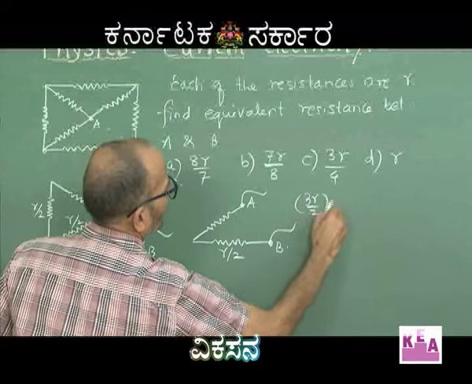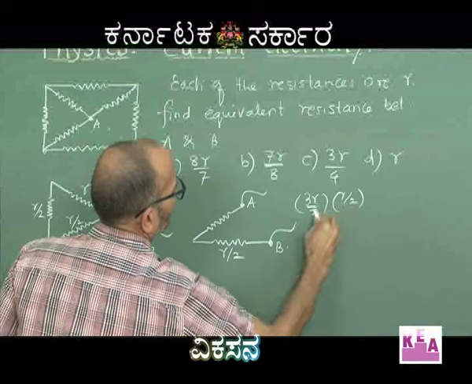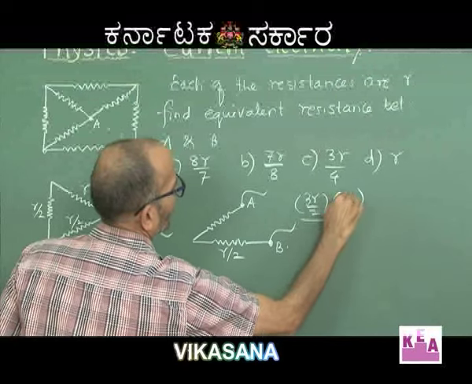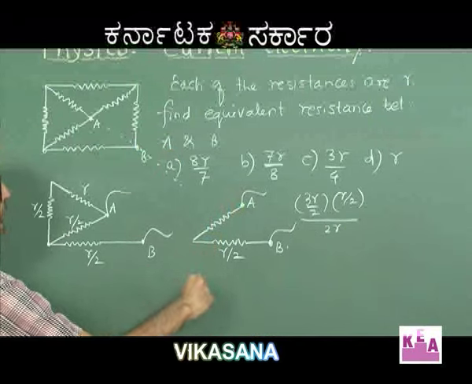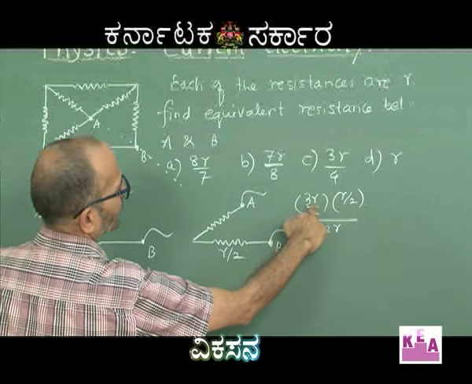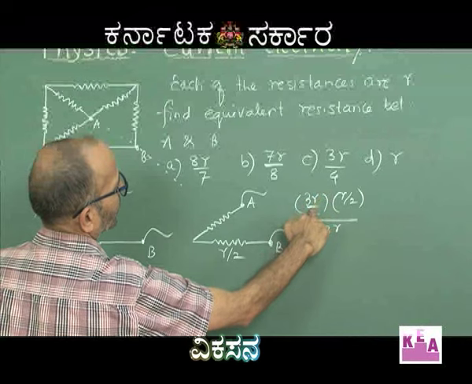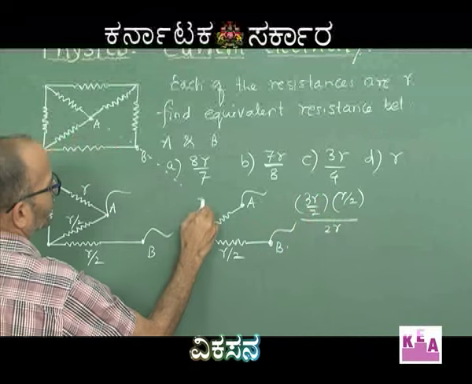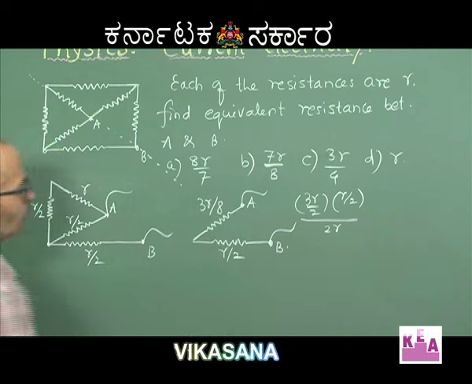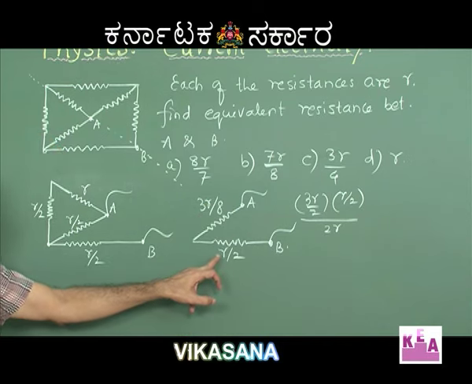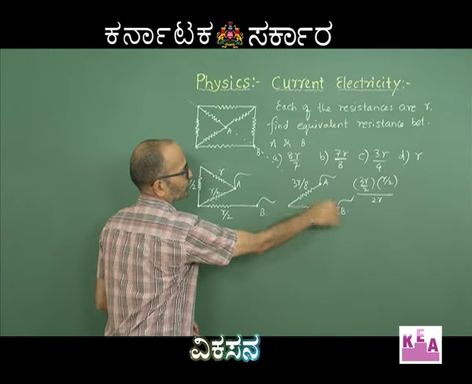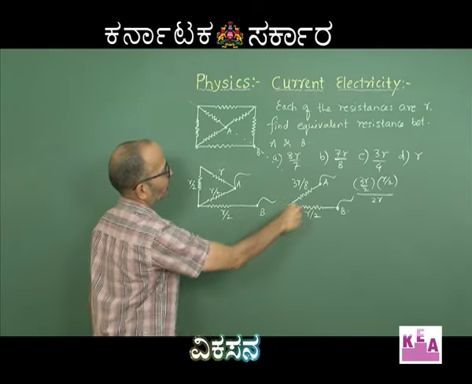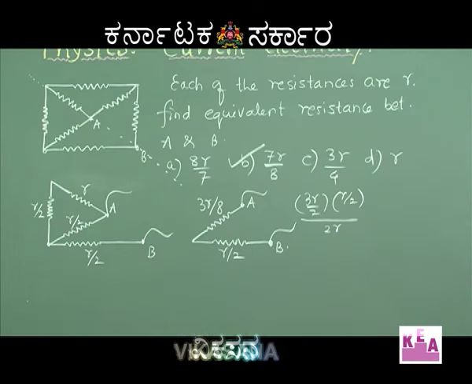3R by 2 into R by 2 divided by 3R by 2 plus R by 2, which is 2R, 4R by 2 is 2R. So, R gets cancelled, it will be 3R by 8. So, this is 3R by 8. Now, 3R by 8 and R by 2 are in series, and that gives you an equivalent resistance between A and B, and your answer is 7R by 8.